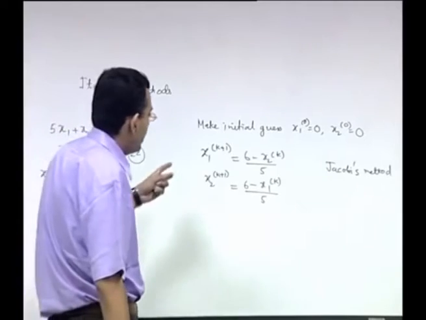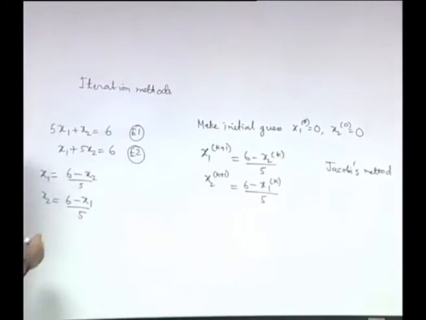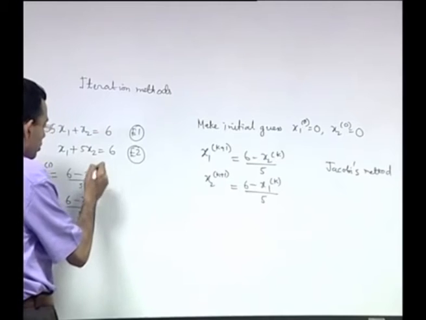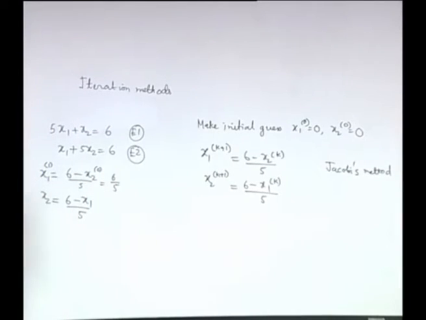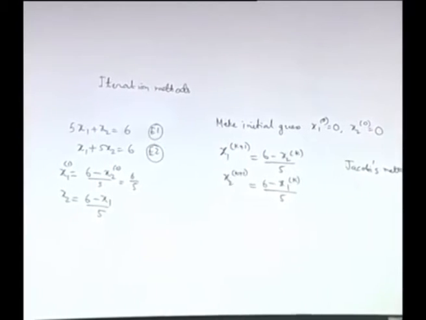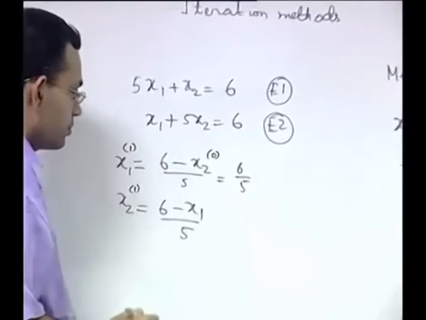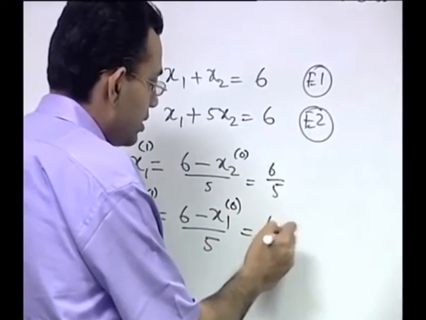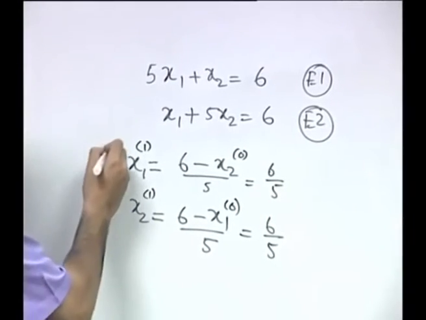So let us find out what is x1 1. So x1 1 is 6 minus x2 0 by 5. So 6 by 5, x2 0 is 0. Then x2 1 is 6 minus x1 0 by 5. So that is 6 by 5. So that is step 1.